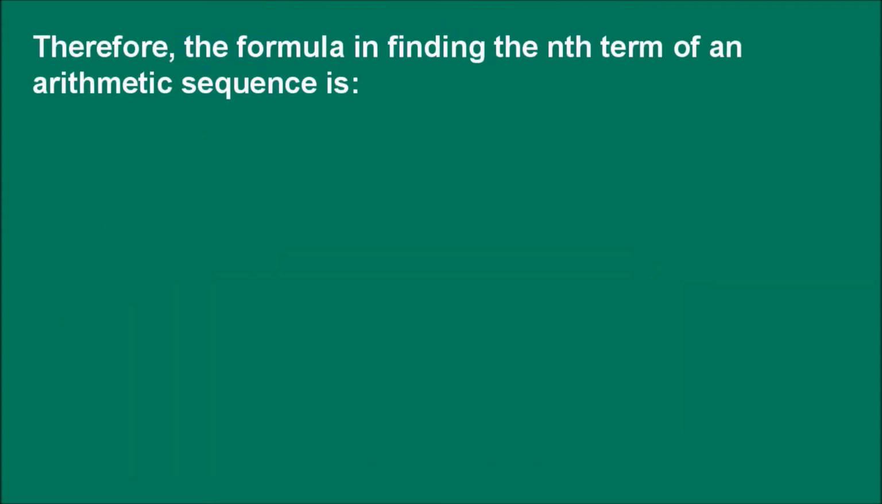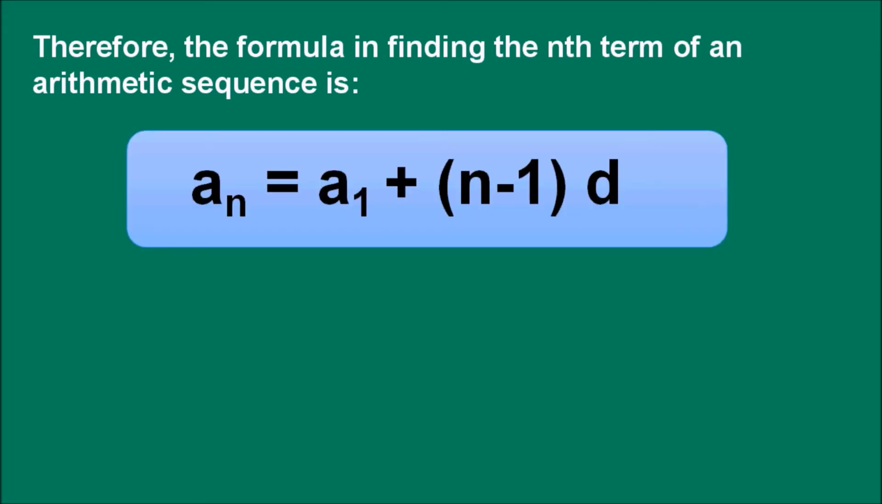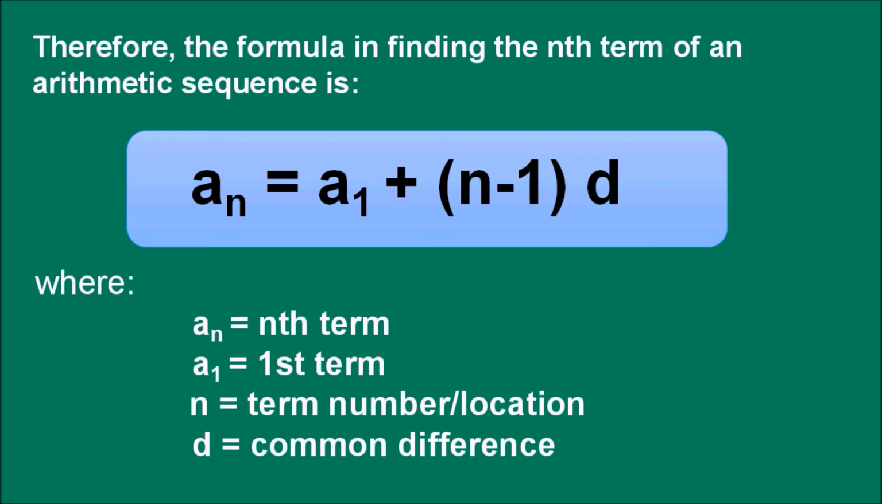Therefore, the formula in finding the nth term of an arithmetic sequence is a sub n is equal to a sub 1 plus the quantity of n minus 1 times d, where a sub n is the nth term, a sub 1 is the first term, n is the term number or the term location, and d is the common difference. Let's apply this formula in the following illustrative examples.